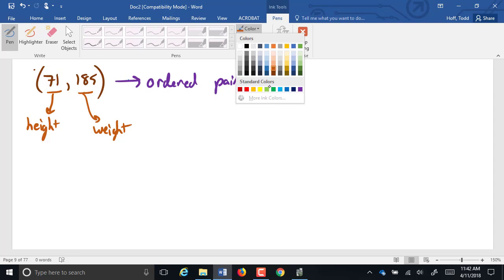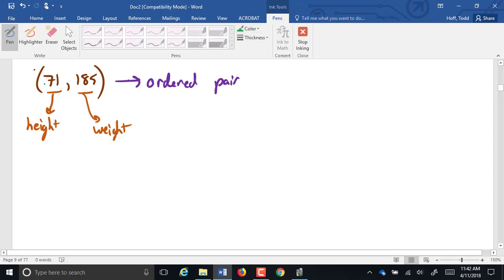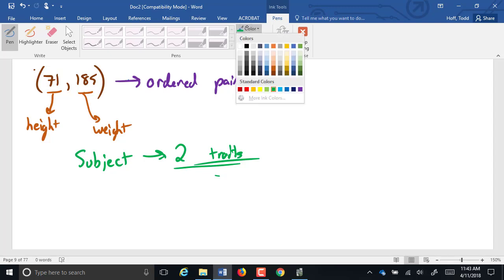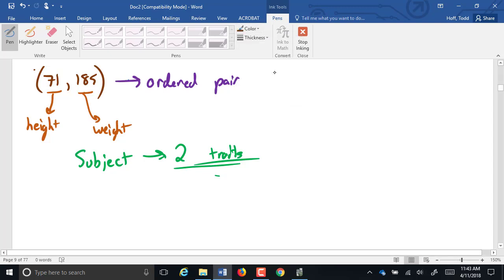And often we want to display several sets of these. In this case, it would be for several different people. There is one element or one subject, basically, that we are looking to display two traits for. Two traits, so two characteristics of that single subject that we want to display.